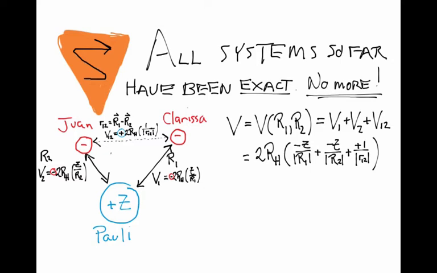But again, to get the R12, we have to take a vector difference of the two full vectors of position, of location of Clarissa and Juan in space. So that's our interaction potential. And like always, we can then write down a Hamiltonian, which we'll do in a little bit. But let's look at this a little more.